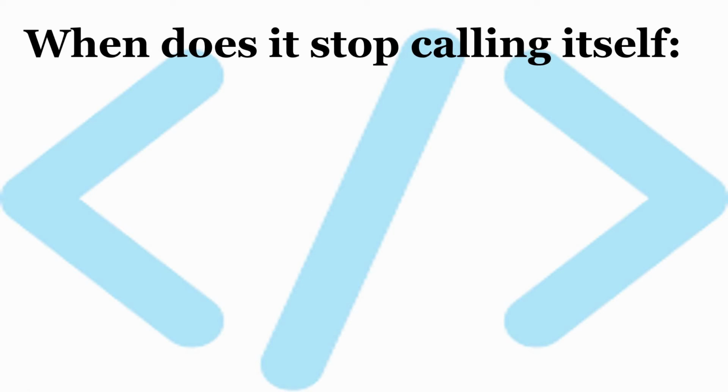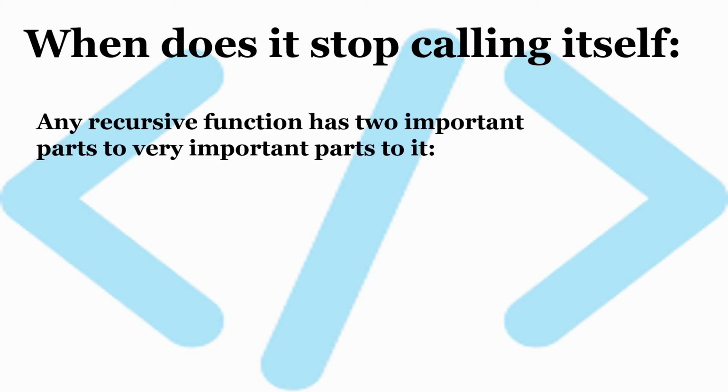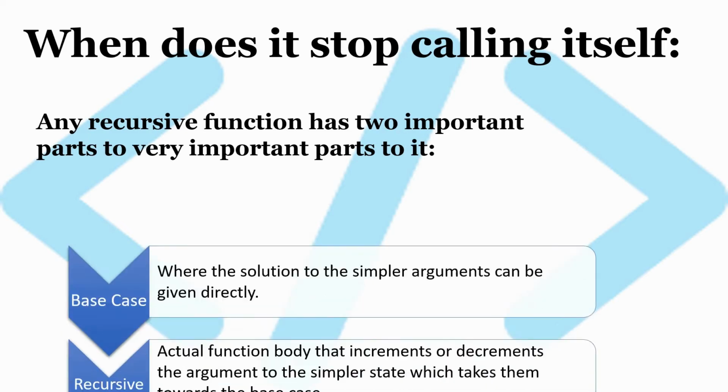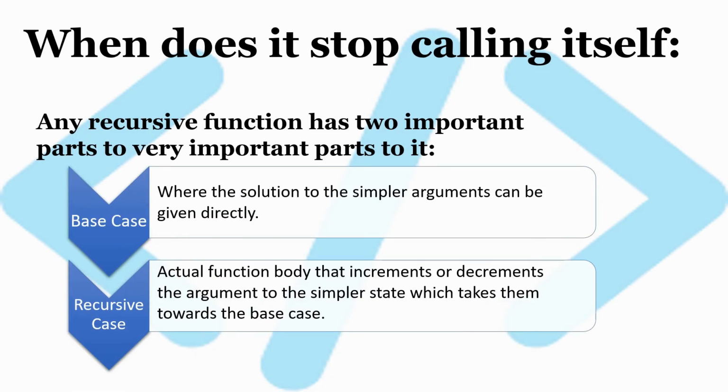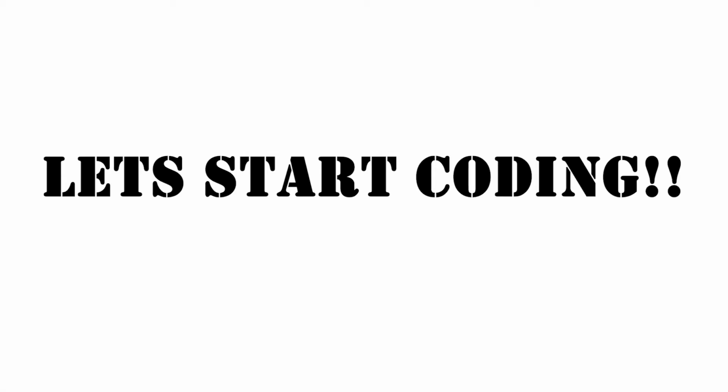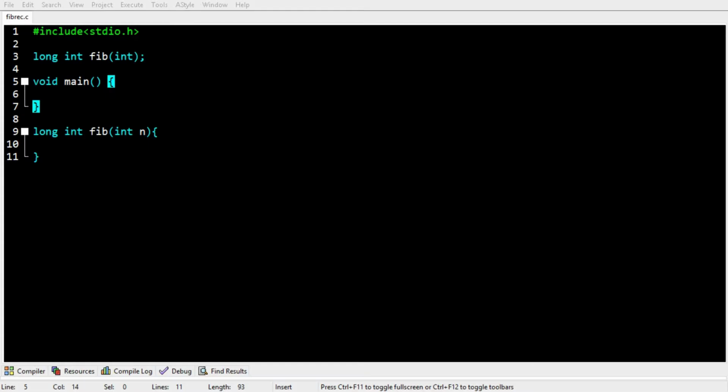This also leads us to the two important parts of every recursive function. The first one is the base case, where the solution to the simpler arguments can be given directly. And the next one is the recursive case. It is where there is an actual function body that increments and decrements so that the arguments can slowly approach the base case and finally end their recursion over there and return the final answer to the main or any other function. Enough of theory. Hop onto your favorite IDE and let's start coding.